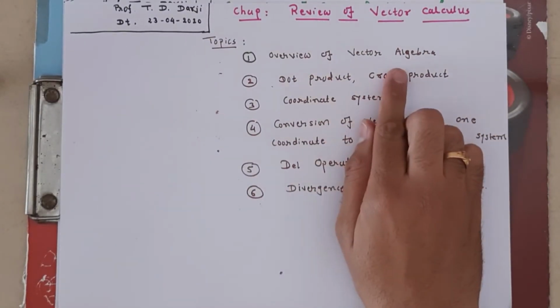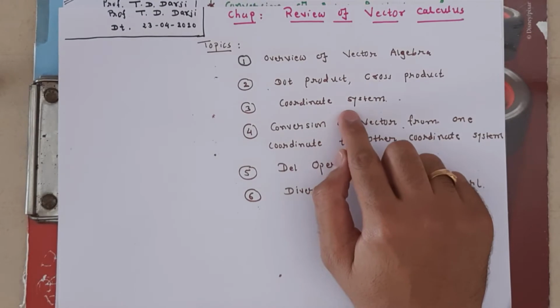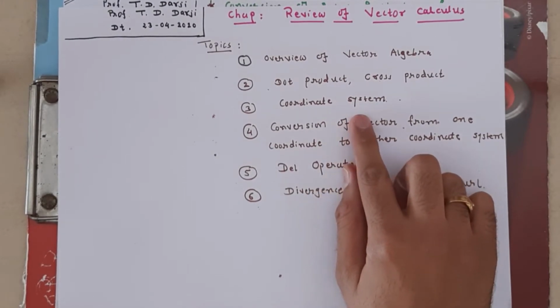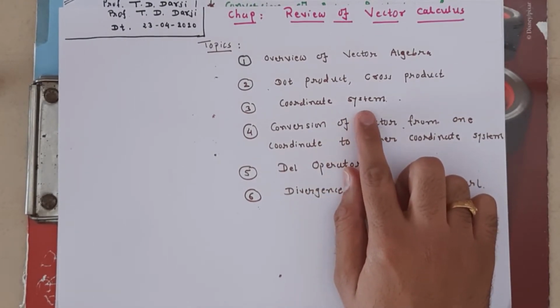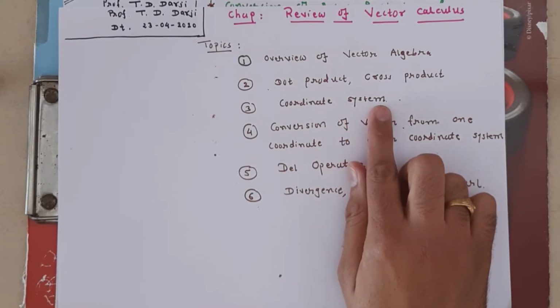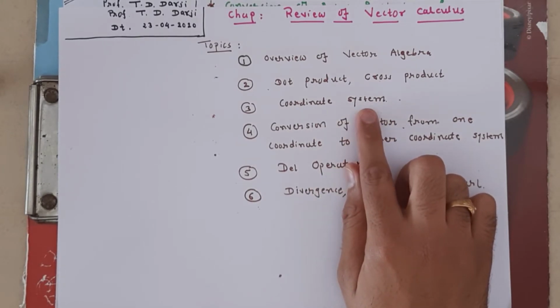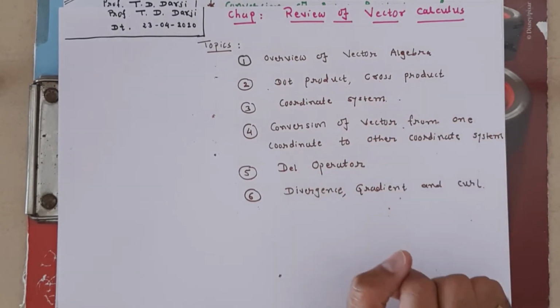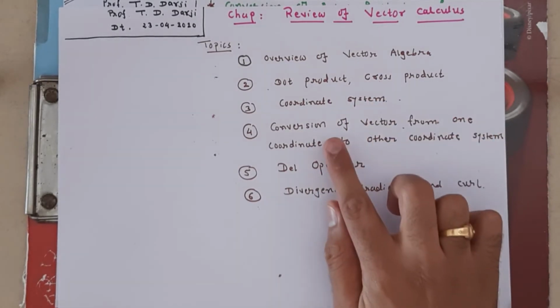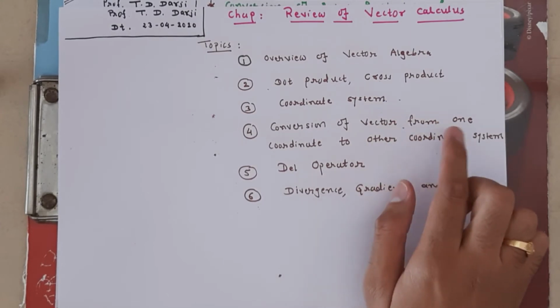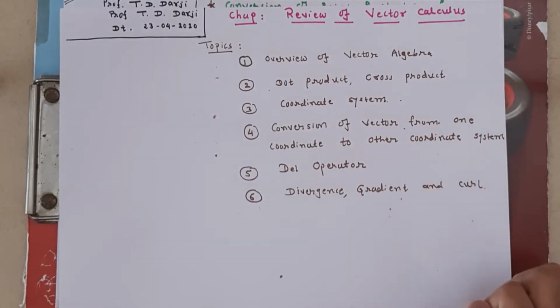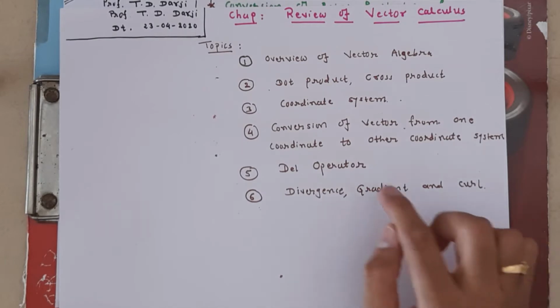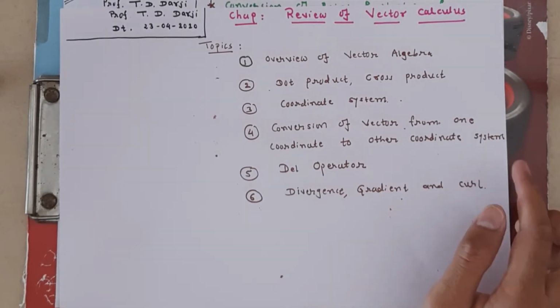We have finished the overview of vector algebra, dot product, cross product and coordinate systems. There are three types of coordinate system: Cartesian, cylindrical and spherical. We have also studied the relationship between Cartesian and cylindrical, and Cartesian and spherical coordinate systems. Now in today's lecture we discuss how to convert a point and vector from one coordinate system to another. And in the next lecture we will discuss the del operator, divergence, gradient and curl.